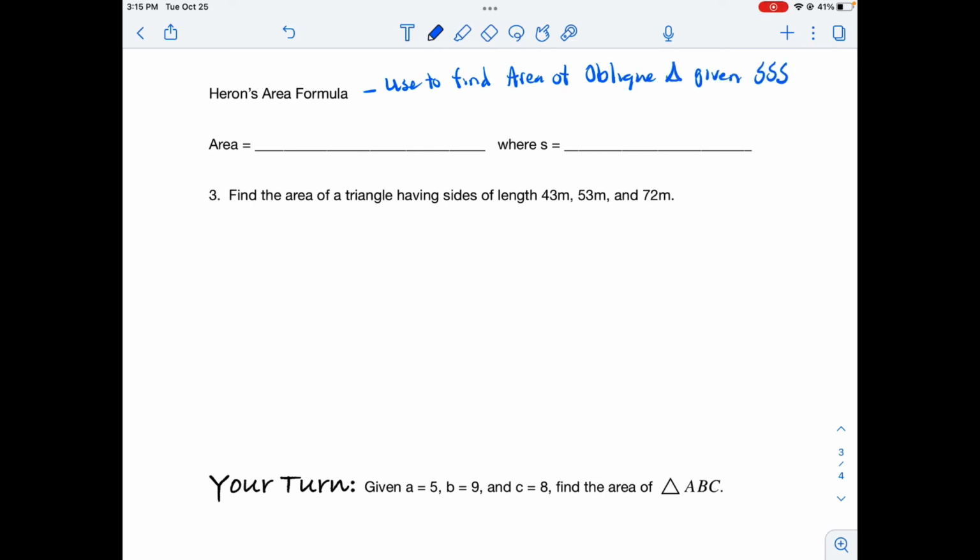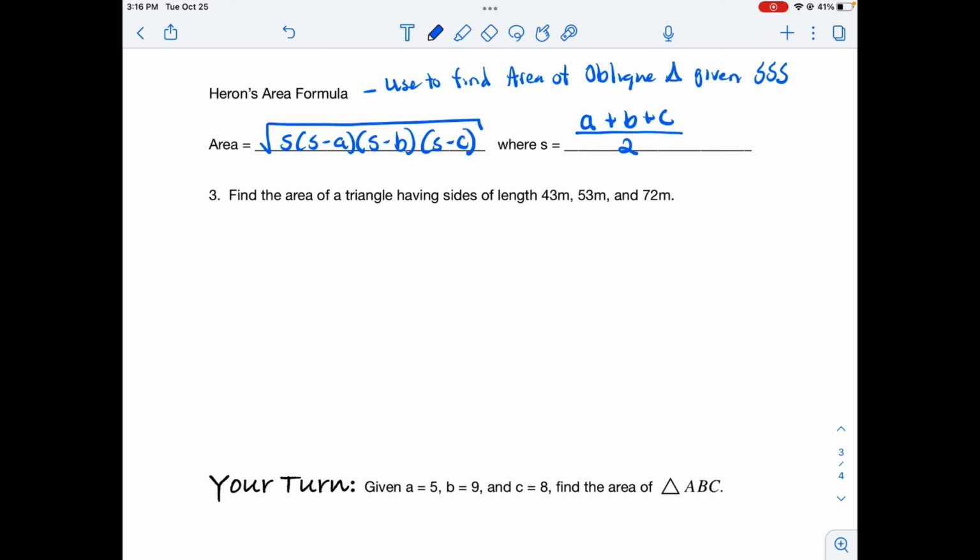Heron's area formula is, area is equal to the square root of S times S minus side a times S minus side b times S minus side c. Well, S, that's a new symbol, where S is defined by a plus b plus c, so the sum of all sides divided by 2.